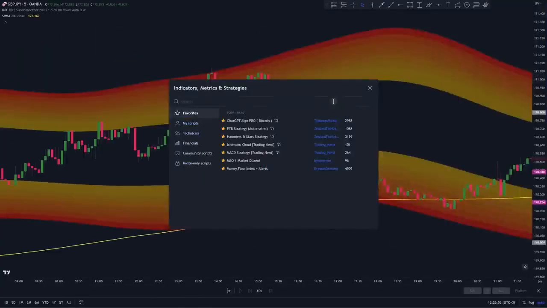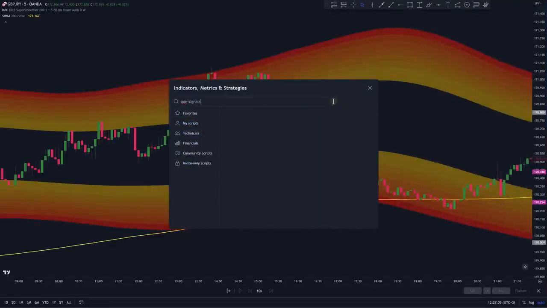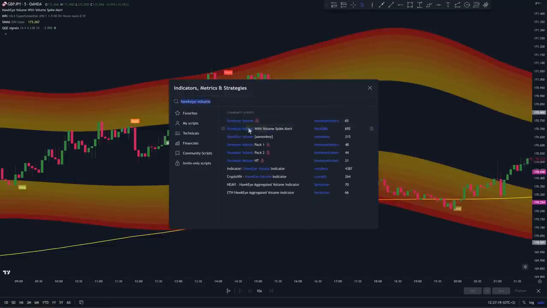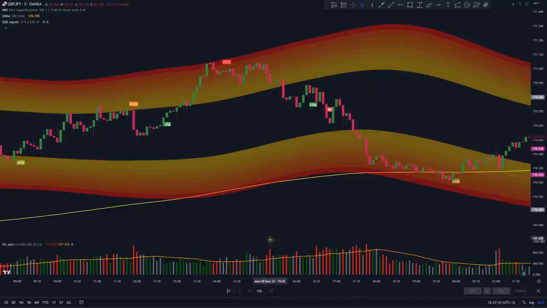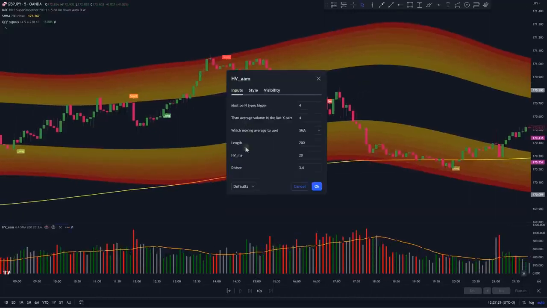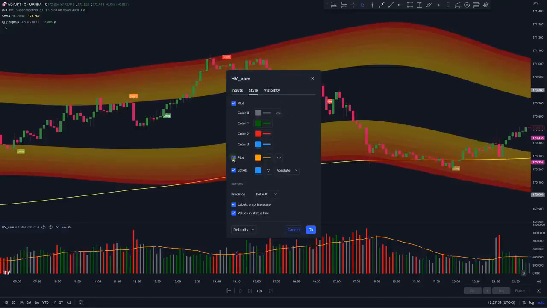Back to the video. On the indicator search tab, search for QQE signals, this one by Colin MCK. Then type in Hawkeye volume, this one right here. Double-click on the Hawkeye volume, and on the Inputs tab, change the divisor to 4, and on the Style tab, change the plot color to white.